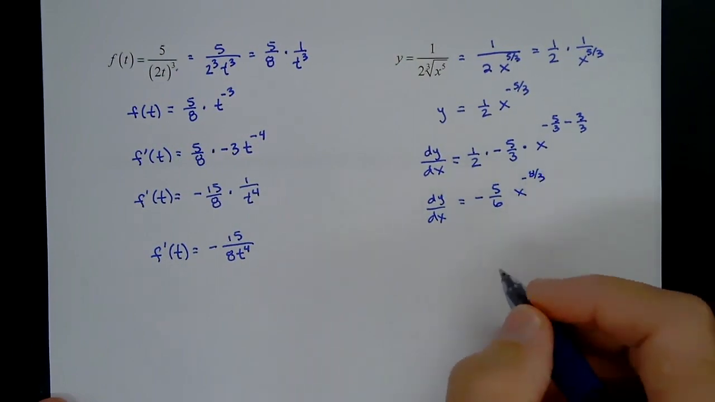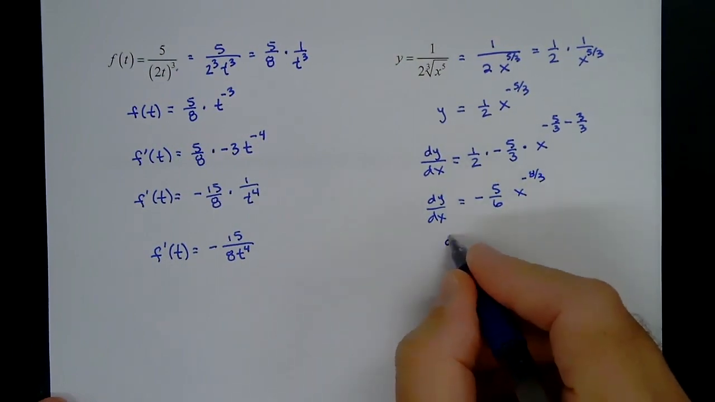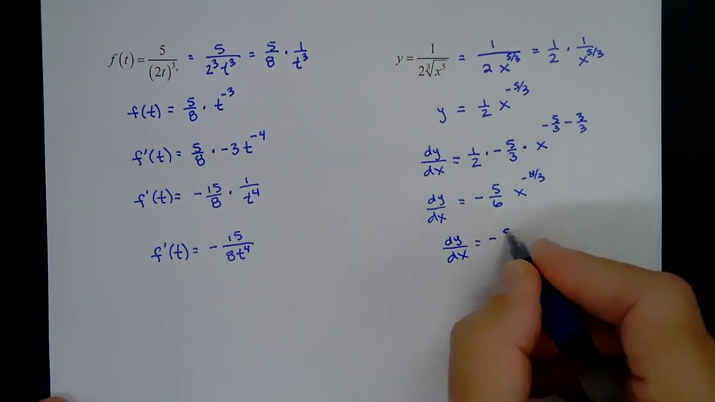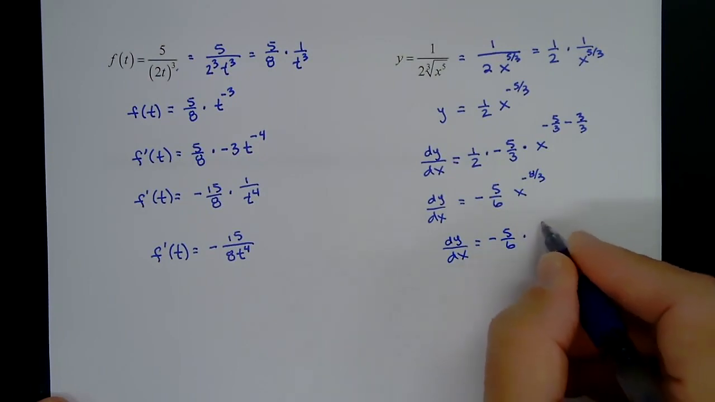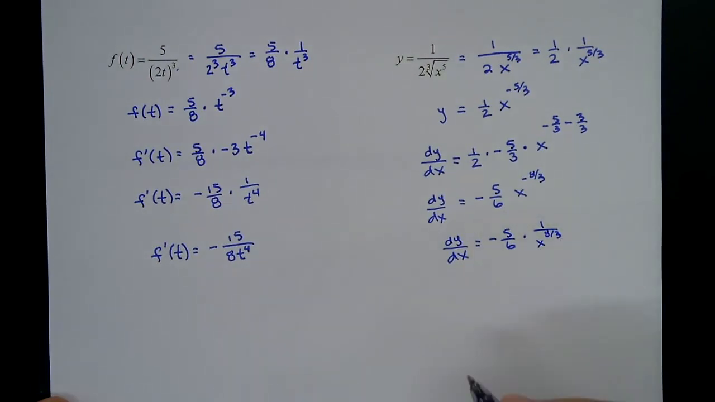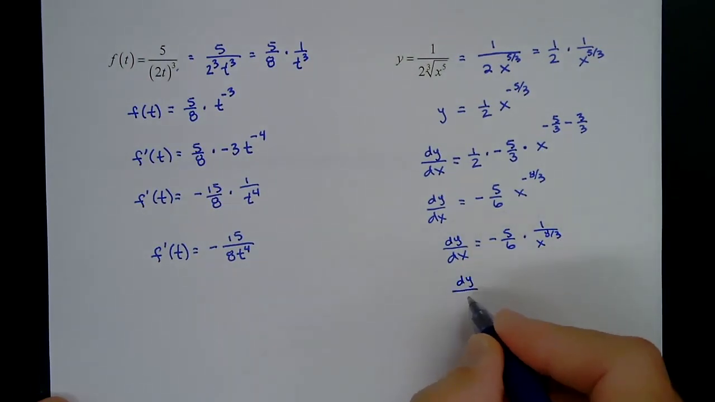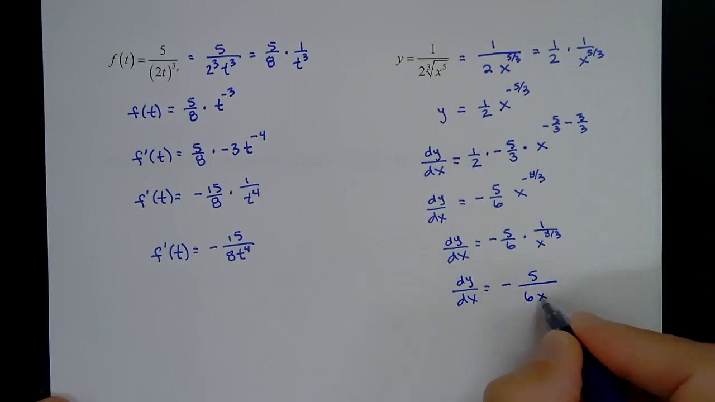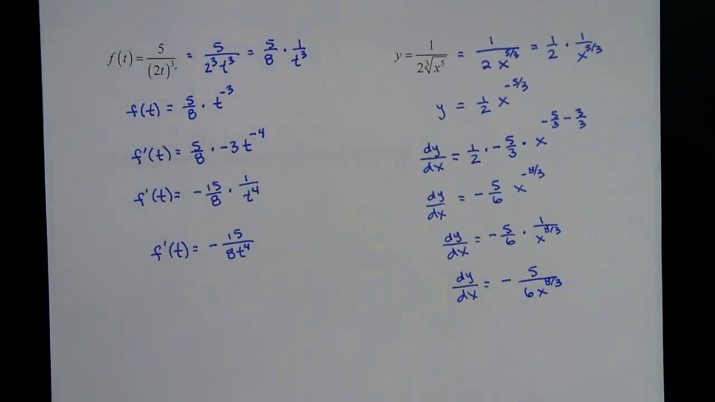But then x to the negative 8/3 power could be rewritten. So that means dy over dx is equal to negative 5/6 times 1 over x to the 8/3 power. And so dy over dx is equal to negative 5 over 6x to the 8/3 power. Okay, and you don't need to convert this back to radicals, to the roots. Just leave it as 8/3 power.